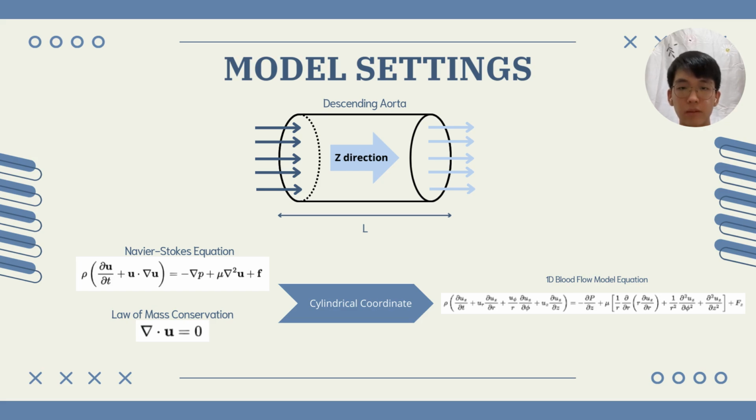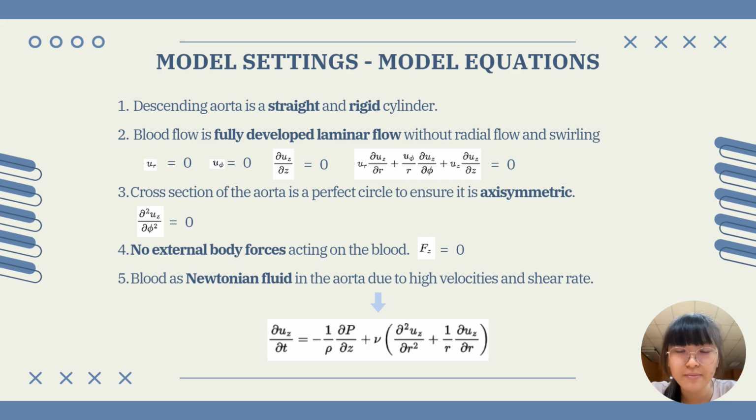So the model is based on two fundamental elements. First is the Navier-Stokes equations, and the second is the law of mass conservation. After applying them using cylindrical coordinates, we can derive the 1D blood flow model equations as shown on the right-hand side.